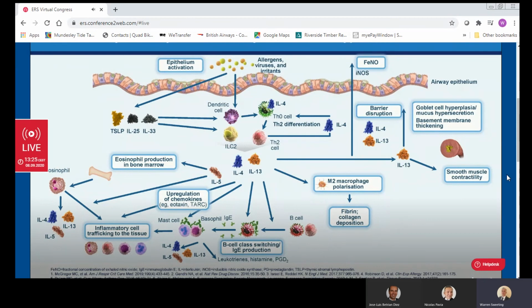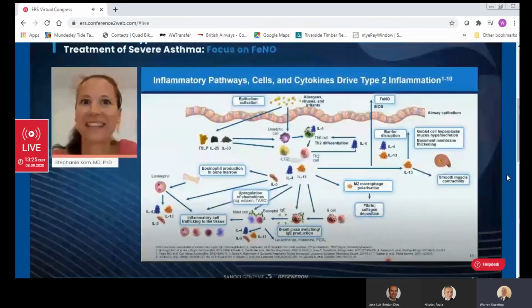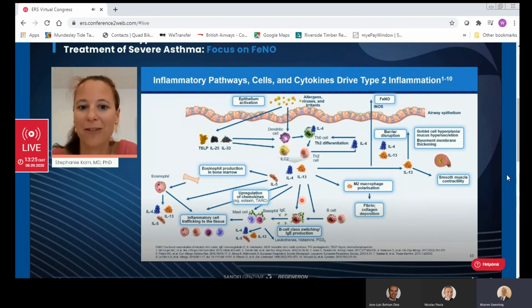So I know this is a very complex slide showing the different cells and cytokines that play a role in type 2 inflammation. The pathway starts with the activation of the epithelium by allergens, viruses, etc., and the release of different epithelial cell cytokines, for example TSLP, IL-25, IL-33, which you can see on the left-hand side. They can all activate the innate and adaptive immune cells to secrete IL-5, IL-4, and IL-13 that you can see in the middle of this slide.